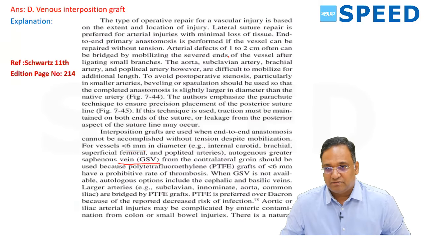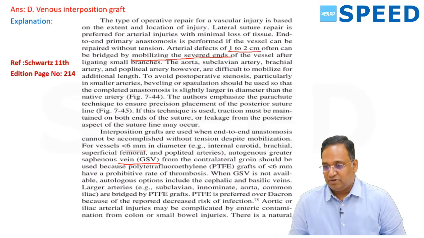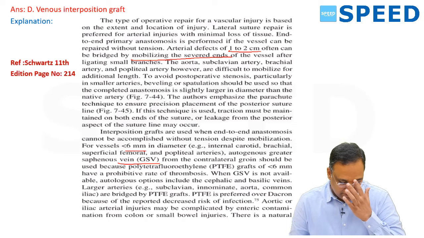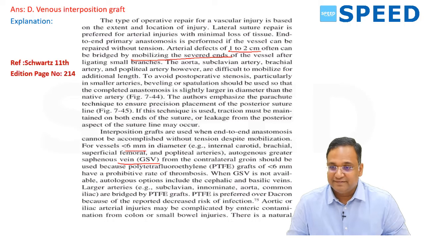So, arterial defects of 1 to 2 centimeter can often be bridged by mobilizing the severed ends of the vessel. But here you can't do it, because it will give way. So, that is the reason why you should put, the best will be to put a great saphenous vein, natural graft from the opposite leg.